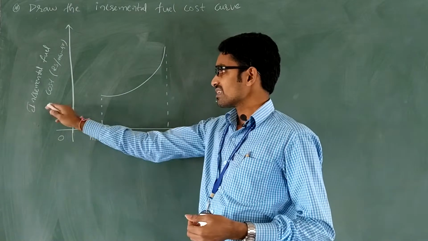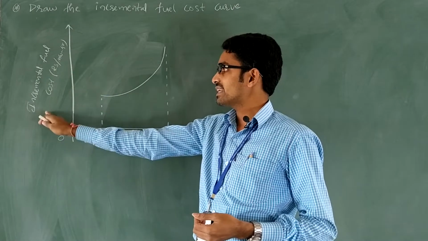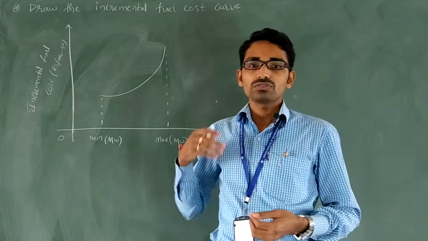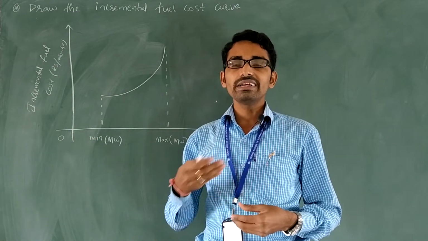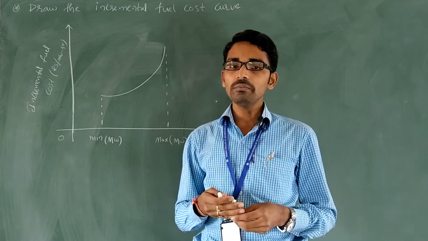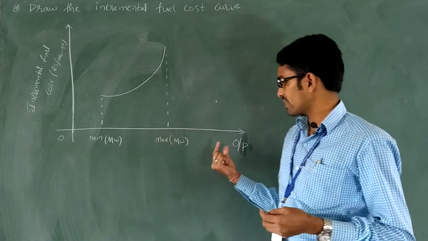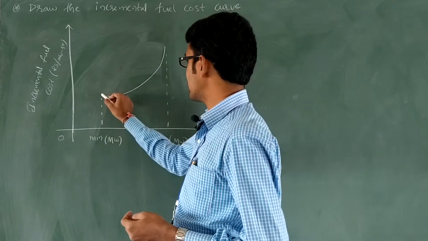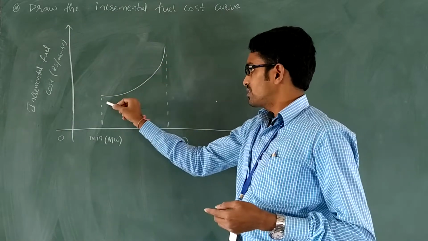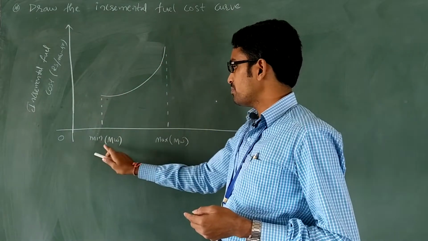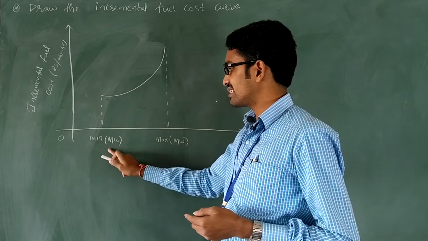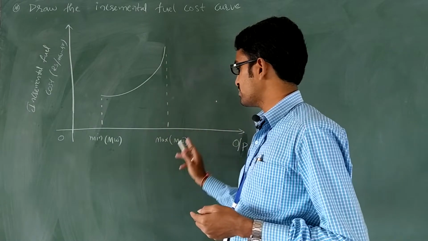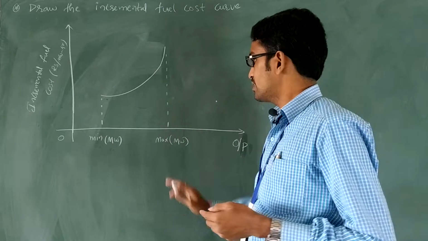So here I am considering the incremental fuel cost on the y-axis, and I am considering output on the x-axis. By using that steam, the generator will convert the steam power into electrical power. That electrical power as an output I am considering on the x-axis. If I draw the graph between these two, we are going to get this graph. Here it is the minimum, that is minimum power generation in megawatts, and here is the maximum in megawatts. So this is the graph.